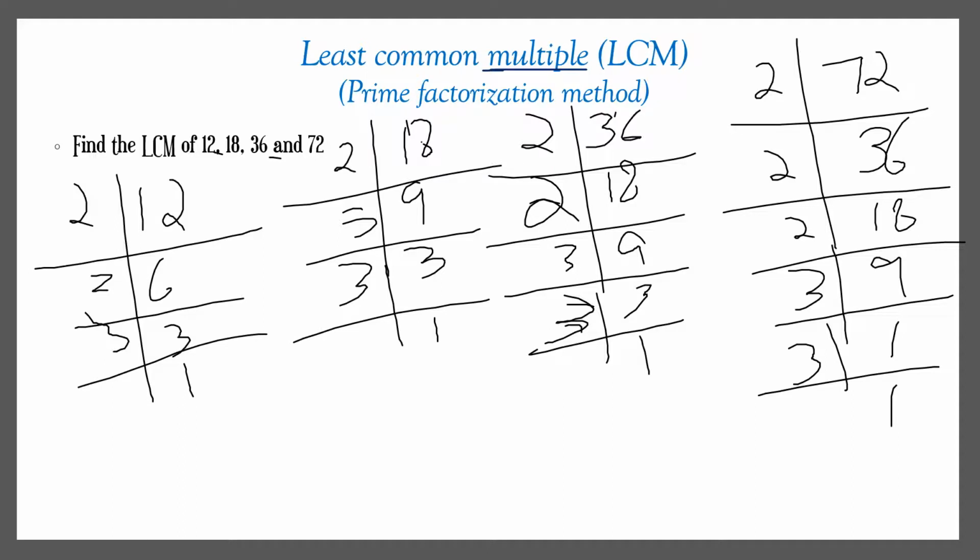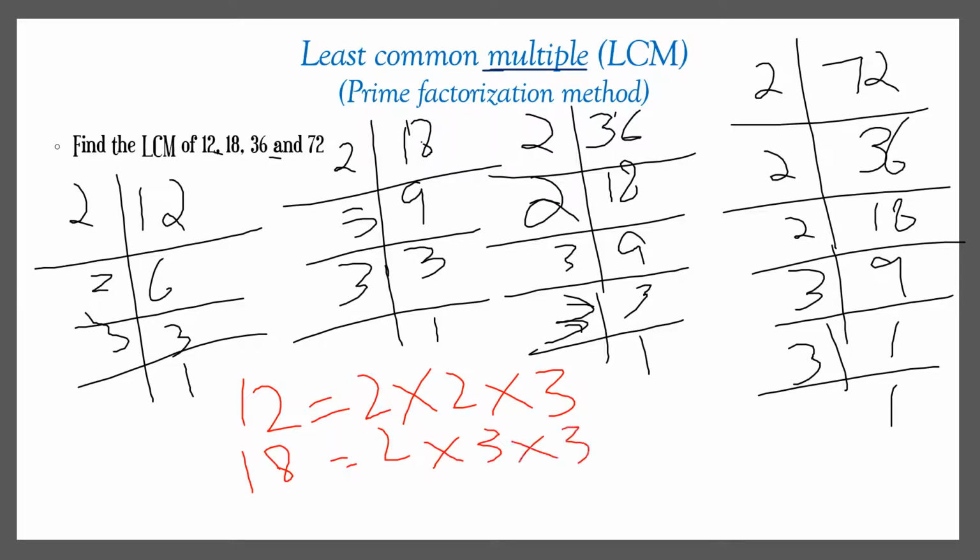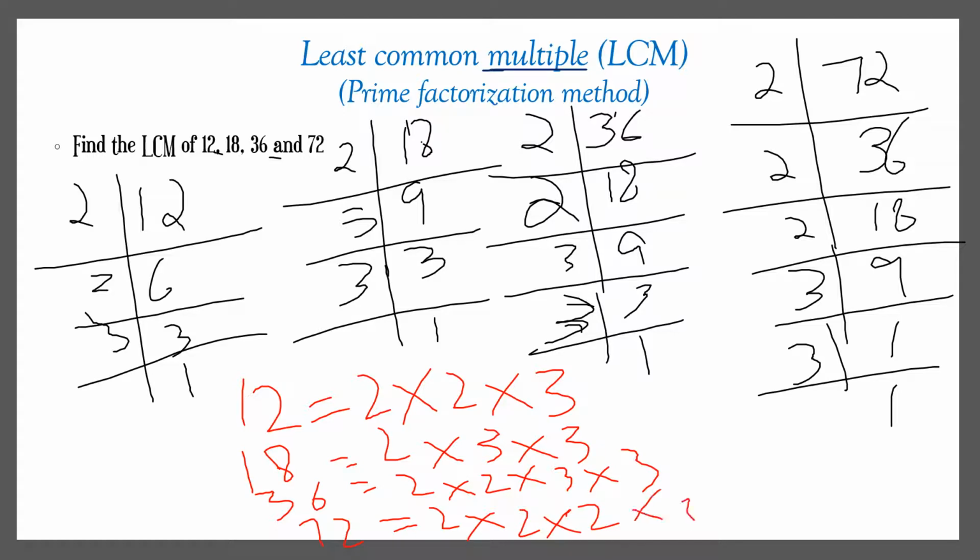Let's write. Okay, the prime factors of 12 are 2, 2 and 3. Prime factors of 18 are 2, 3 and 3. Prime factors of 36 are 2, 2, 3 and 3. And prime factors of 72 are 2, 2, 2, 3 and 3. Now let's see what the common factors are here. The first one is 2 because it's common. Then 3 is common.